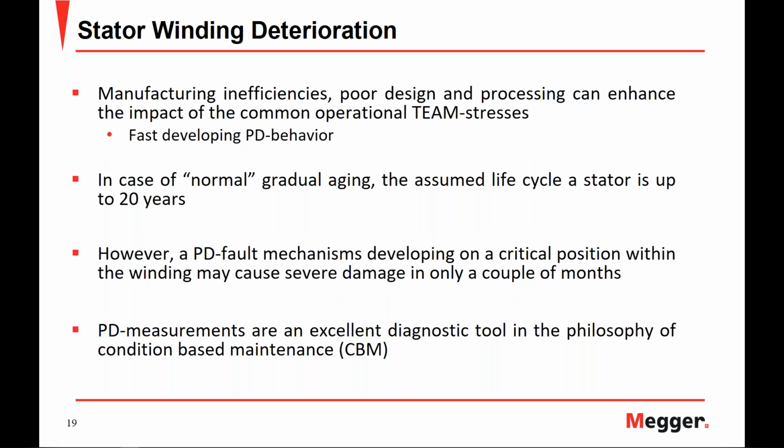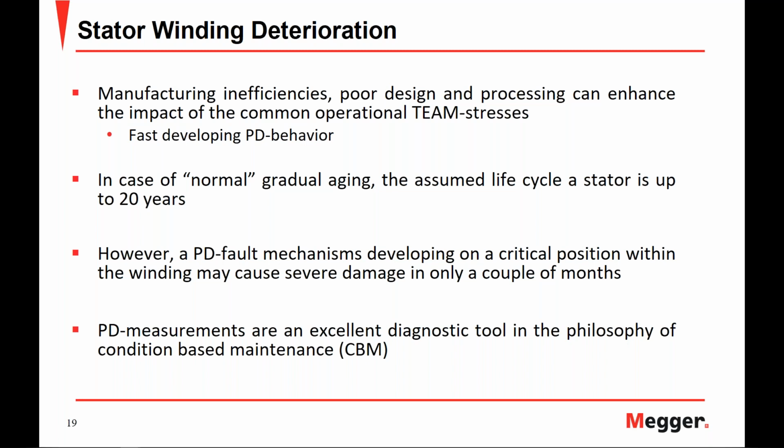Poor manufacturing processes can impact the common operational TEAM stresses, causing acceleration of deterioration of your insulation, as opposed to the normal aging processes, and can result in partial discharge behavior that may develop more quickly. If we look at the case of normal gradual aging, it's assumed that the life cycle of a stator is up to 20 years. However, if a partial discharge fault mechanism develops in a critical position within the winding, this may cause severe damage in only a couple of months.